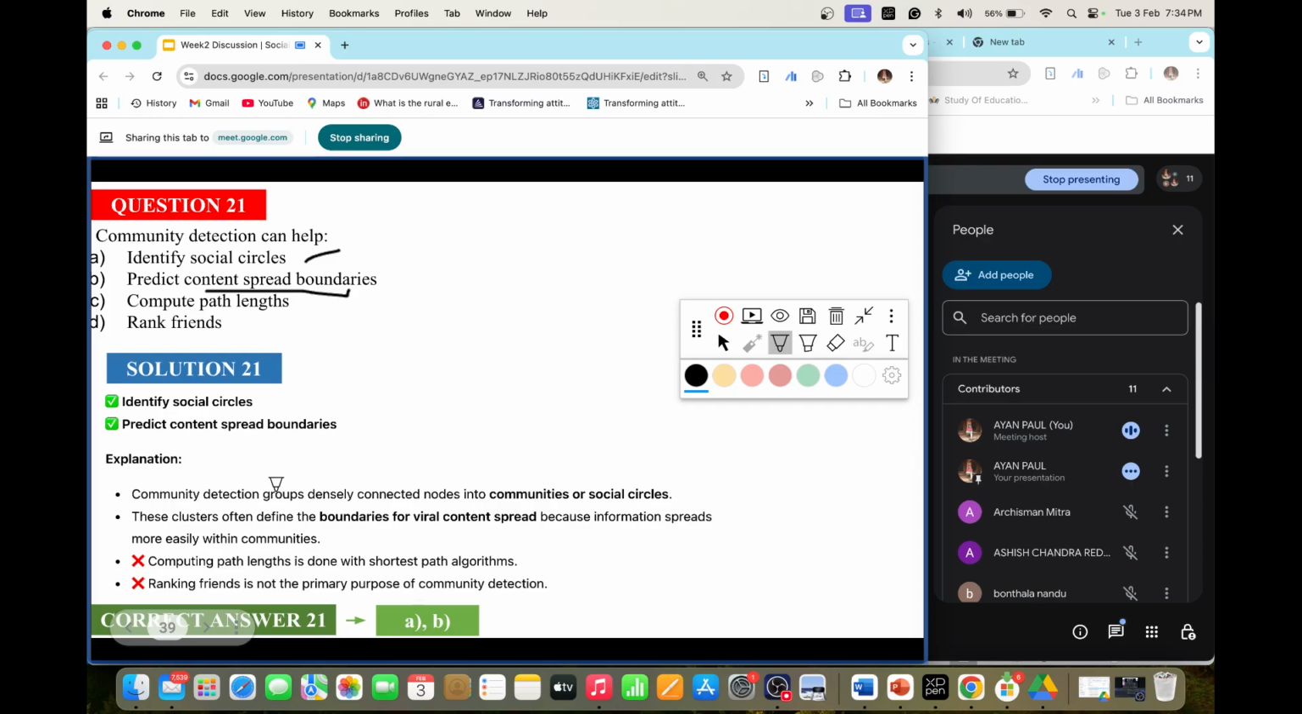Community detection groups densely connected nodes into communities or social circles. These clusters often define the boundaries for viral content spread, because information spreads more easily within the communities. Computing path lengths is done with shortest path algorithms, so that does not make any sense. Ranking friends is not the primary purpose of community detection. So option A as well as option B is your correct answer.